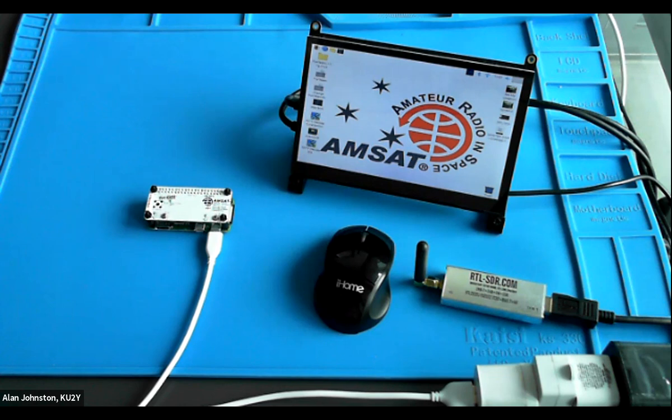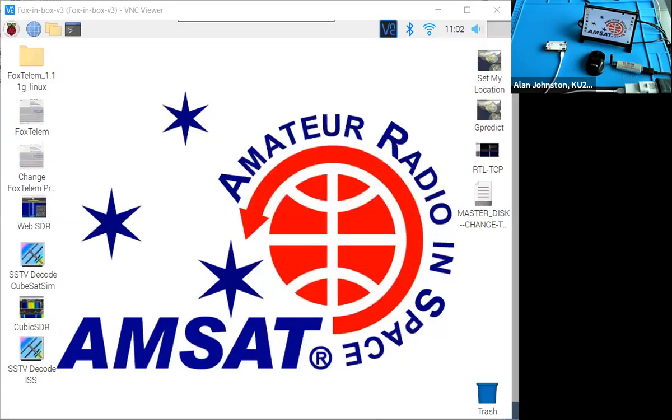Now for my ground station, I'm going to use my Raspberry Pi here. And actually, since we're going to be spending a lot of time in the ground station, I'm going to go ahead and share my screen. So hopefully you can see that clearly.